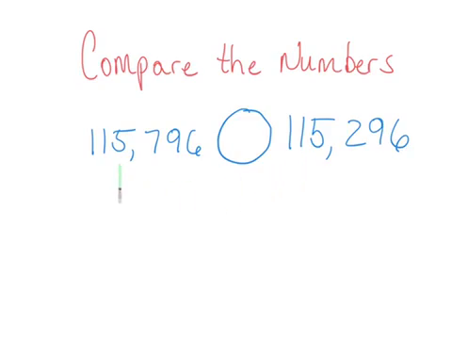Again, doesn't help us. Let's go to the thousands. Here's a 5, and here's a 5. It doesn't help us. Now let's go to the hundreds. Here's a 7, and here's a 2. Automatically, we know that this is going to be higher because 7 is greater than 2. So we are going to make a greater sign with 115,796 because the hundreds is bigger as a 700, and this one only has a 200.